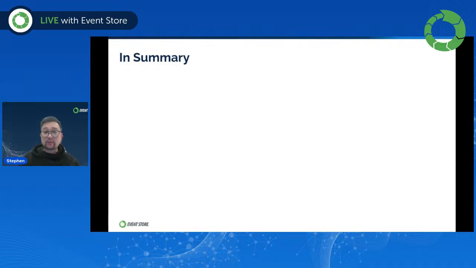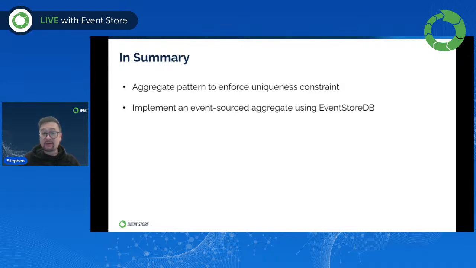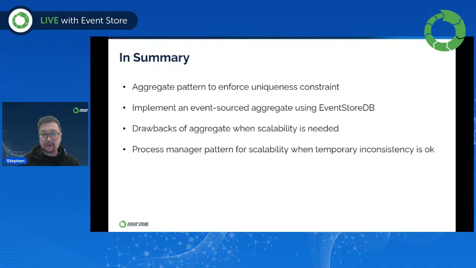So let's summarize what you have learned in this webinar. Firstly, you took a look at how the aggregate pattern can be used to enforce uniqueness constraint. You then found out how to implement an event source aggregate using event store DB. Next, you explored the drawbacks of aggregate, especially when scalability is needed. You then checked out the process manager pattern and how it can provide scalability when temporary data inconsistency is okay. And then finally, you learned how to implement a process manager with checkpoint using event store DB.